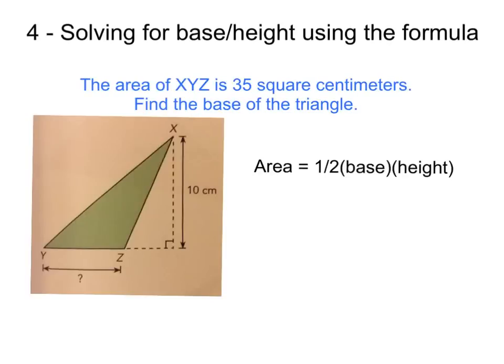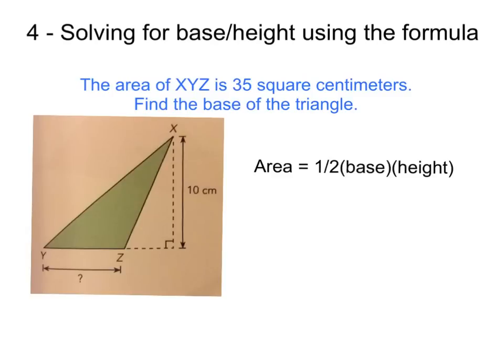Now, it's really important to understand that our formula, area equals 1/2 the base times the height, that sometimes we are going to be solving for the base or the height, because sometimes we're not given either the base or the height, but we are given the area. So we can still manipulate this whole entire equation to help us find that missing answer.